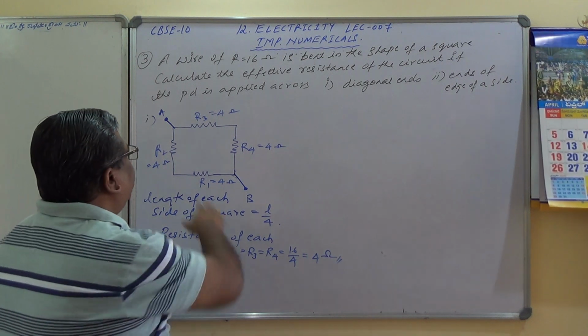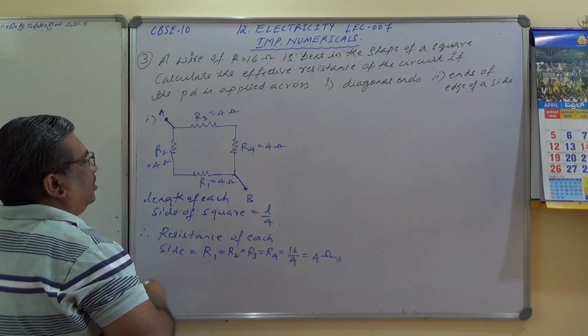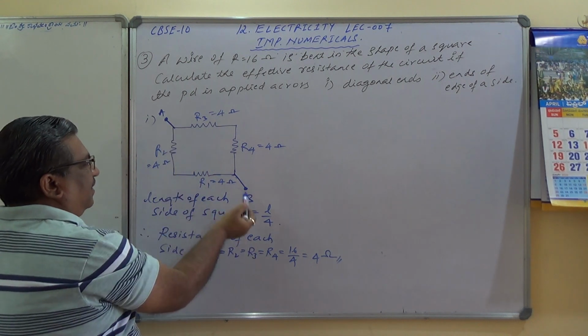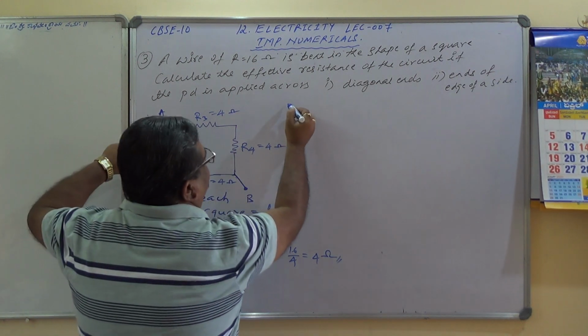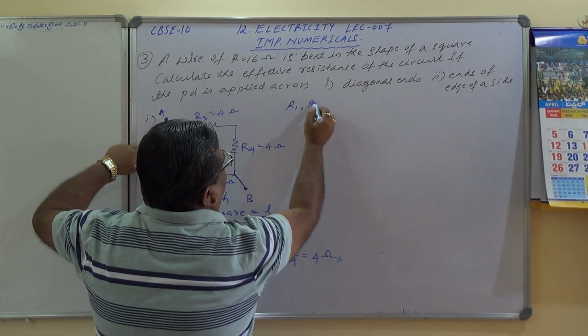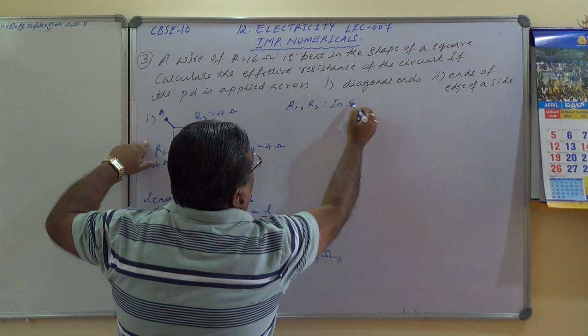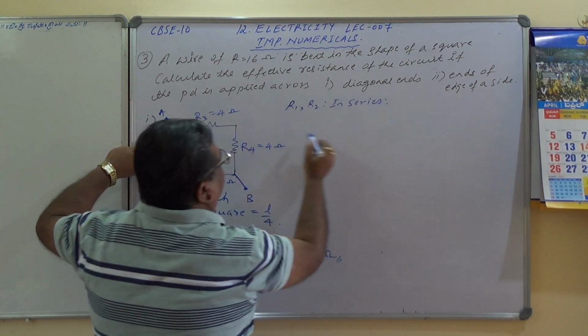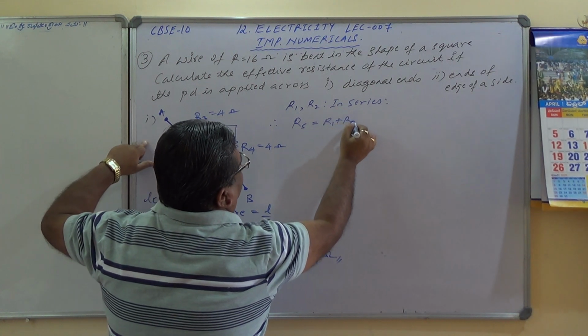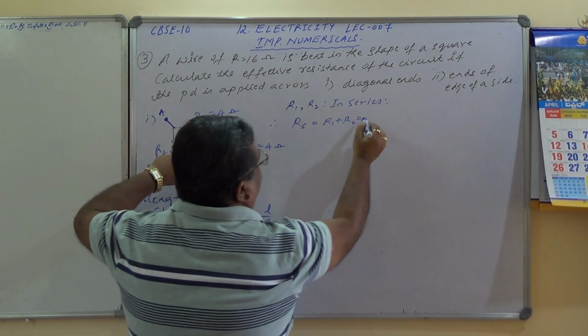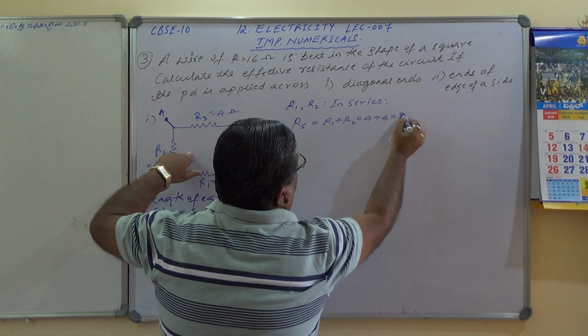Now, these are connected like this. Question is, what is the effective resistance if the potential difference is applied across A and B? R1, R2 in series, therefore RS equals R1 plus R2, which is nothing but 4 plus 4, 8 ohms.